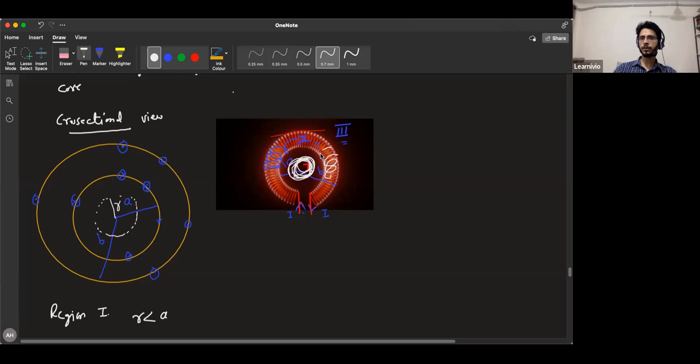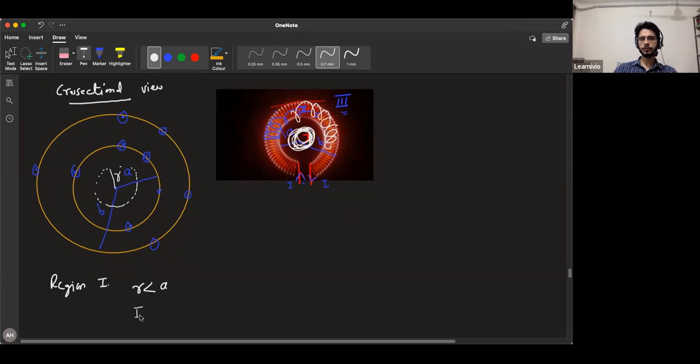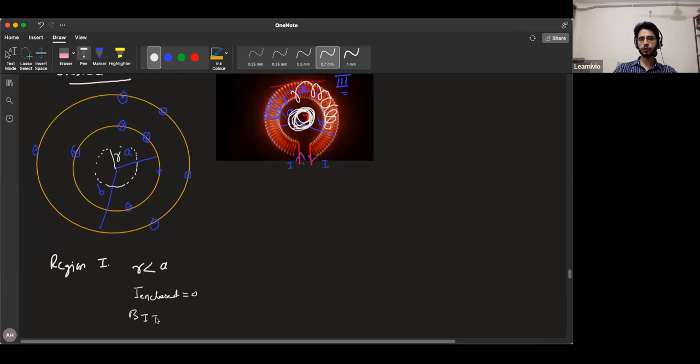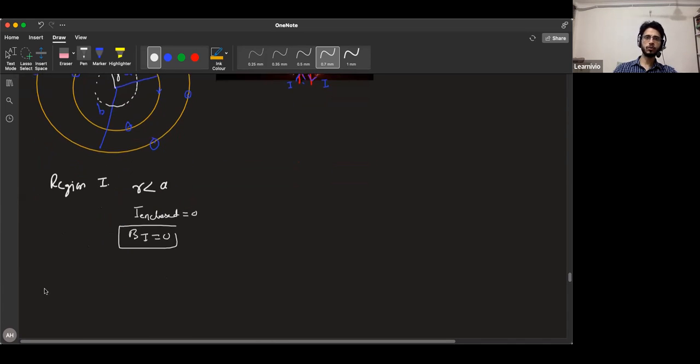Now wires come here, then it goes here. Wire is in this region only. There's no wire here. So what should be the I enclosed in region 1? Sir, 0. And what should be the magnetic field here? Sir, 0. So in region 1, there is no magnetic field. Then we take region 2.